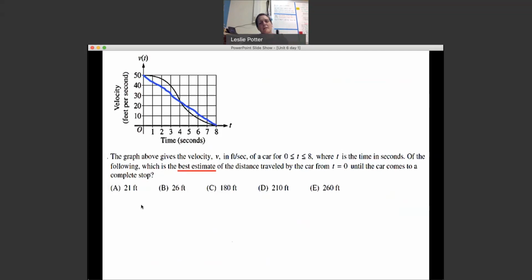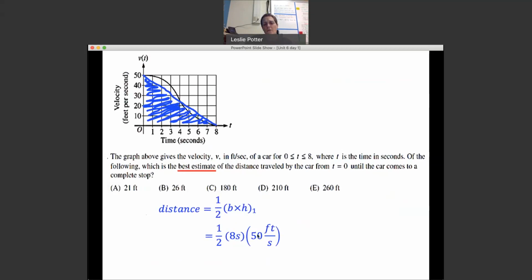And I'm going to approximate this by just drawing a triangle. So there is what I'm going to approximate. Now, we will talk about whether that's a good or a bad approximation in just a second. But let's find this answer. Okay, so the distance here is half base times height. I have a base of 8 and I have a height of 50. So half of 400 is 200.